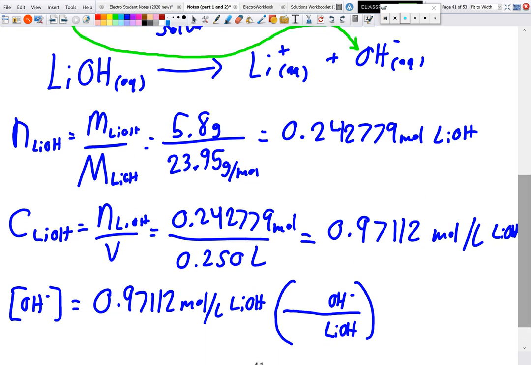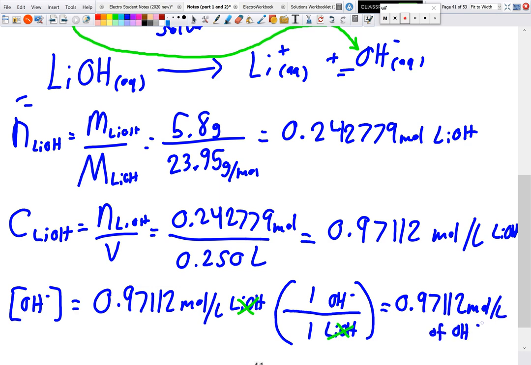And the numbers we use come from our balanced chemical equation. Now, these are all blank up here because it is a coefficient of 1 in front of each. So, by doing this, lithium hydroxide cancels out, and we are left with 0.97112 moles per liter of our hydroxide ion.